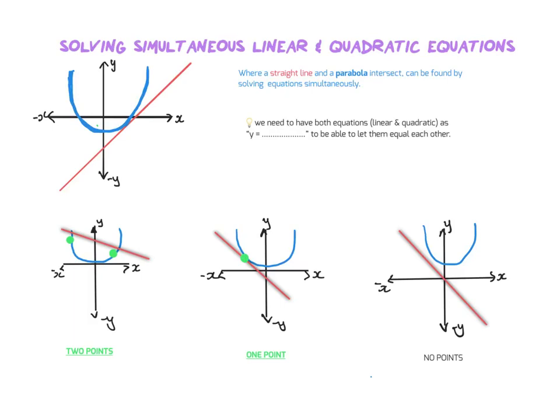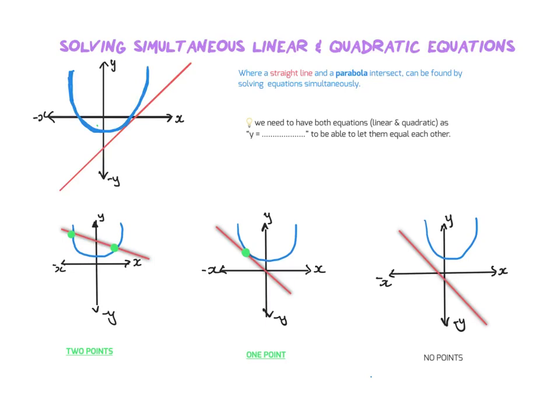You could have it when your linear line crosses twice at 2 points, or you could have it where the linear line only crosses at the one spot. When the line only crosses at the one spot, that red line, the linear line, is known as a tangent to the parabola, so it just touches at one spot. And the last scenario is no points, where it never crosses either one of them.